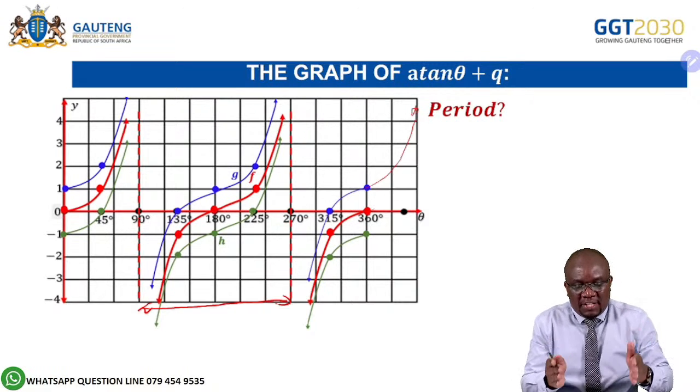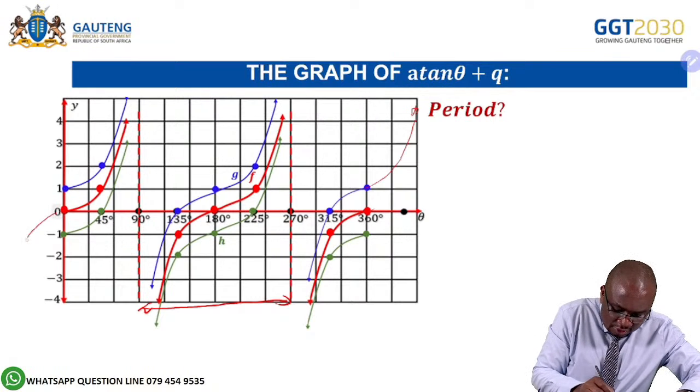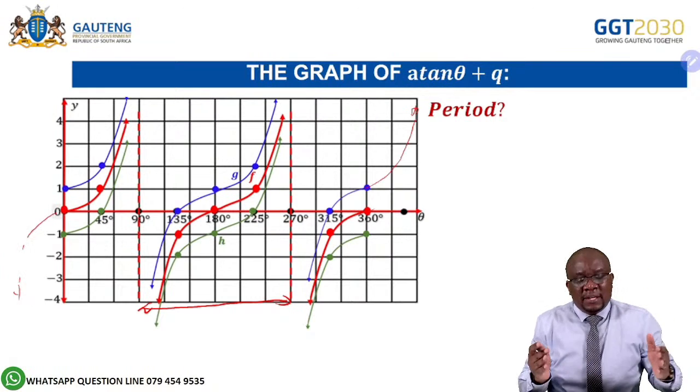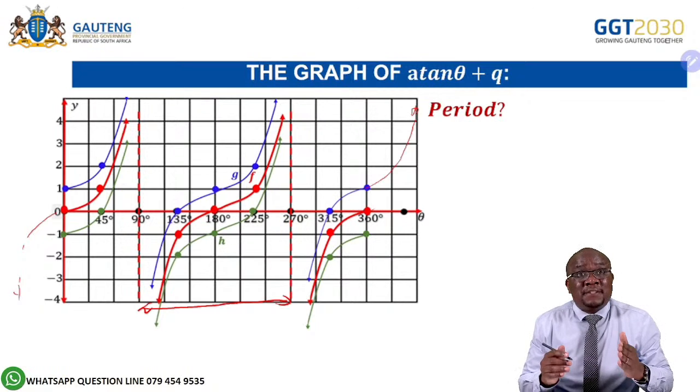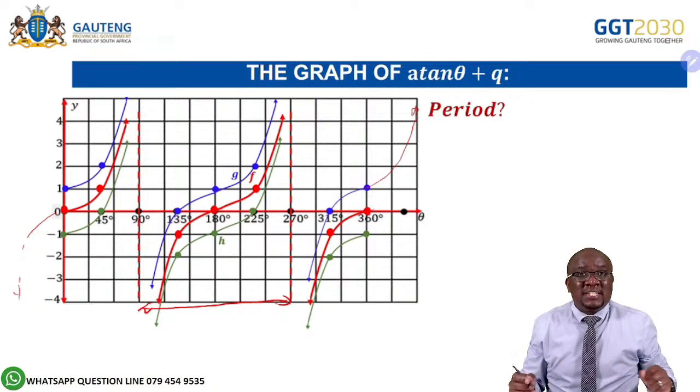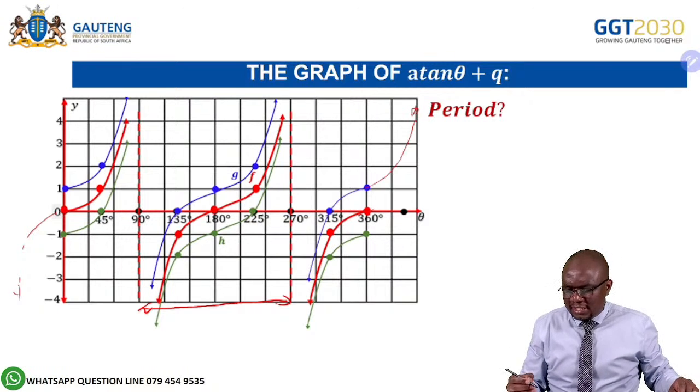Our domain here is what? From 0 to 360 degrees. Even here, it goes on like that to the left-hand side. But here, the graph will repeat itself after every 180 degrees. So that's the period for the tangent graph.